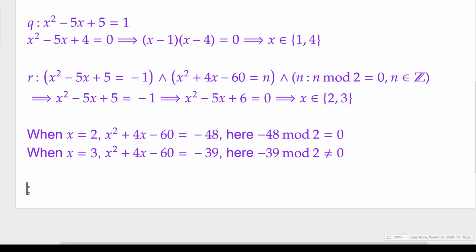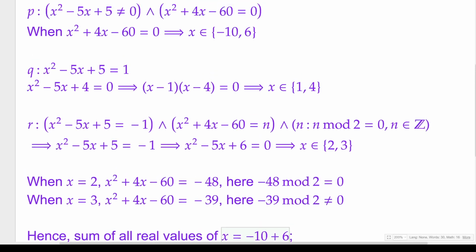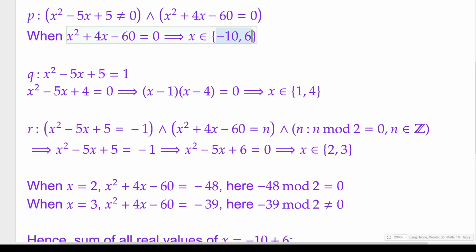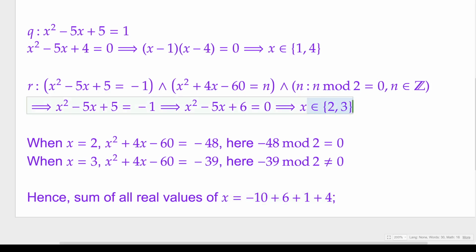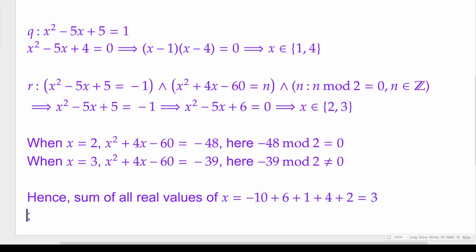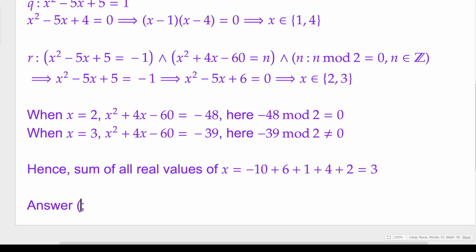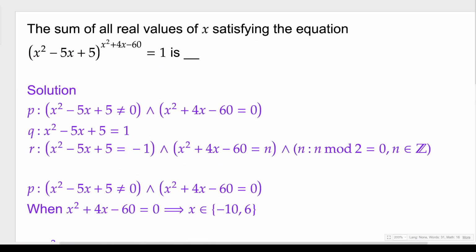So from this we can say that the sum of all real values of x which are acceptable is negative 10 and 6. You can see here negative 10 and 6. Then the next acceptable are 1 and 4, so plus 1 plus 4, and among 2 and 3, only 2 is acceptable, right? So here I will add 2. On solving this we get the answer as 3. Therefore the sum that is demanded here is 3, and hence that is the answer to this problem statement.